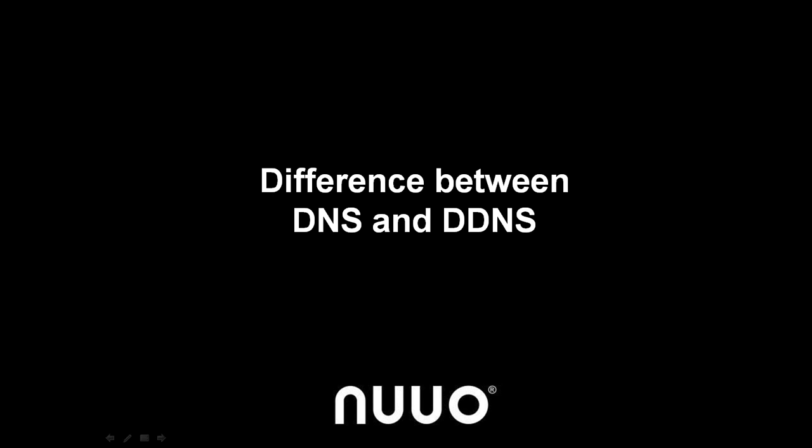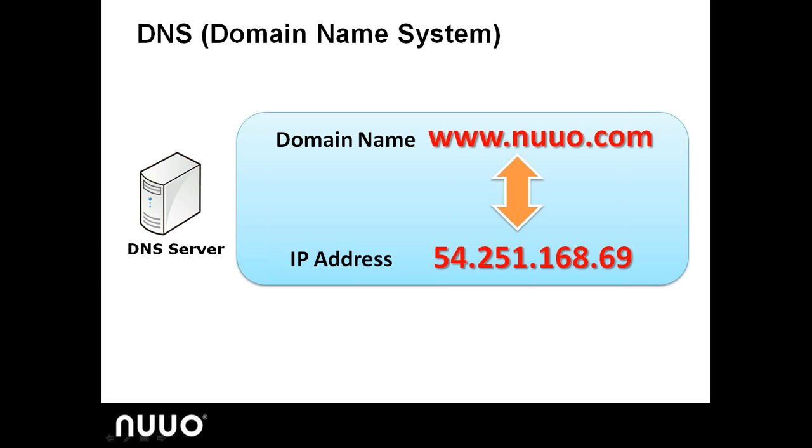Okay, the last topic I will introduce the difference between the DNS and the DDNS. The domain name system we call the DNS is a standard technology for managing the name of the website and the other internet domains. DNS allow you to type name into your web browser like www.nuuo.com, and the DNS will automatically find that address on the internet.